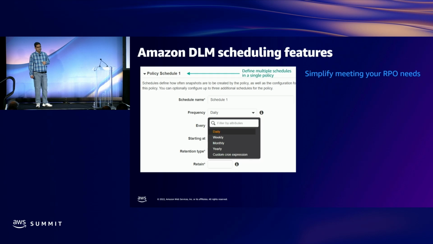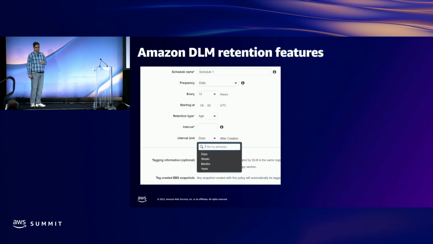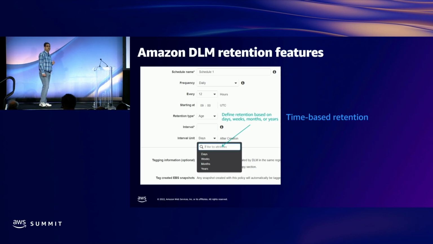You can now do multiple schedules in a single policy. So you can take a single policy, choose schedule 1, and a very, very common pattern that customers can use is daily, weekly, and monthly. Retain dailies for a week, weeklies for a month, and monthlies for a year. It's a very common pattern that customers use. You can also use custom cron expressions, so that is also now supported, and you get really flexible scheduling options with DLM. Last but not the least, you can now specify a time-based retention, which is instead of just a count-based retention, which is 5 or 6 or what have you, you can now say, I retain it for X days, weeks, months, or years if you have to.